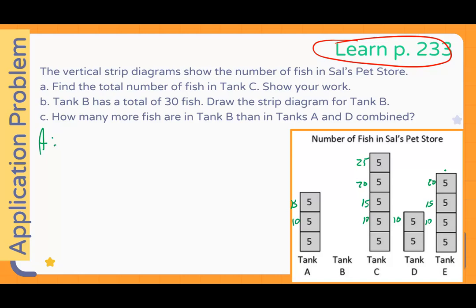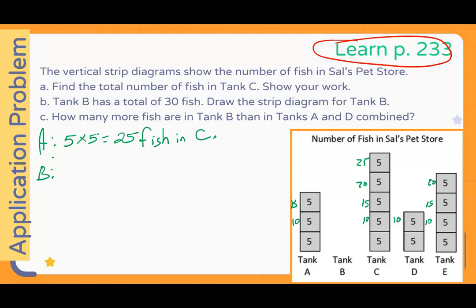Okay, so A, I need to write the equation. A says find the total fish in tank C. So we're looking at tank C. We have 1, 2, 3, 4, 5 units, and there's 5 in each unit. So there are 25 fish in C.